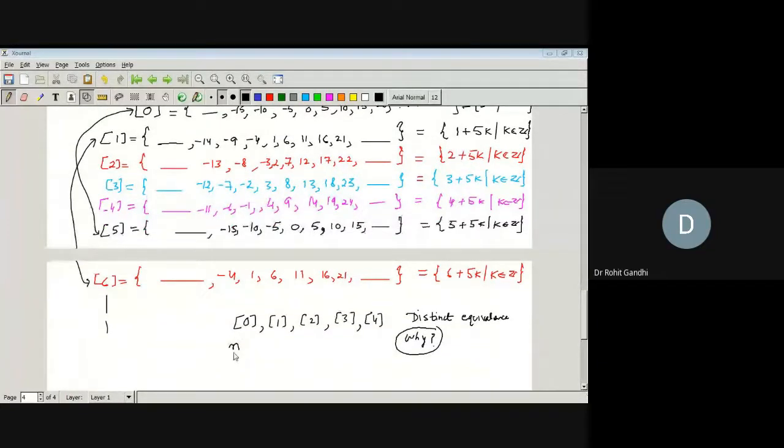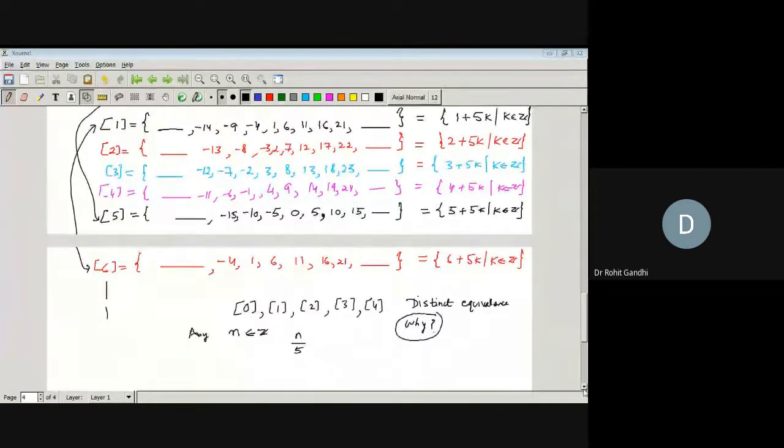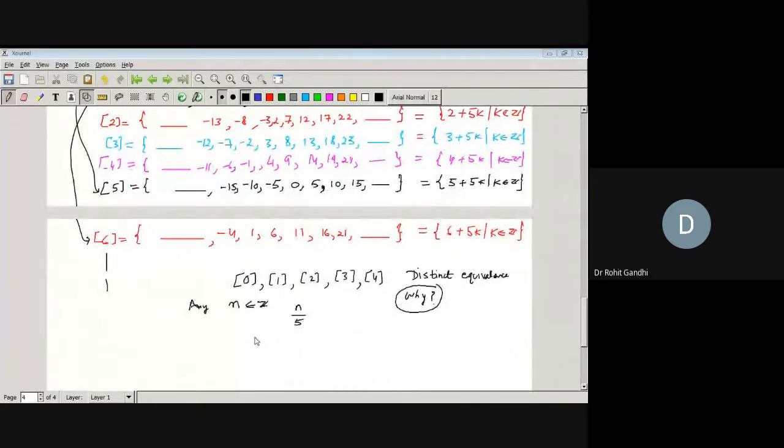Okay, if I take any n belonging to the integers, and if I divide it by 5, right? By the division algorithm, what will happen? There exists some integer q such that n is equal to 5q plus r. This is our division algorithm. And what is the remainder here? The remainder lies between 0 and 5.